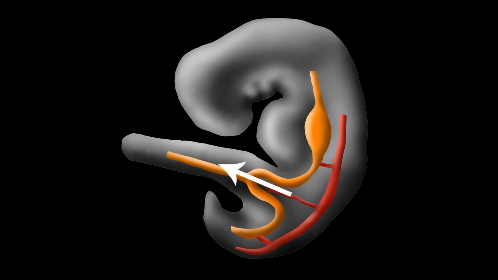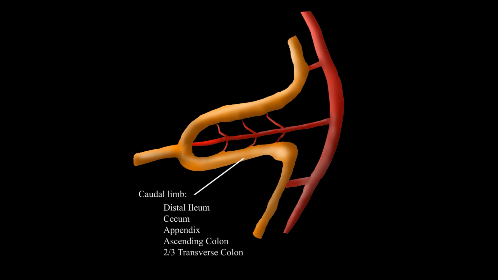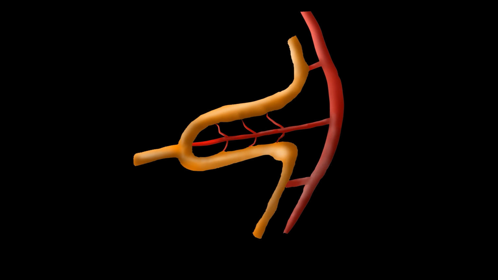During the 5th week of development, the midgut starts to loop ventrally, herniating into the umbilical cord. This growth process creates much of the resulting length of the intestines. The cranial limb of this midgut extension will ultimately form the distal duodenum, jejunum, and part of the ileum. The caudal limb will ultimately form the distal ileum, cecum, appendix, ascending colon, and 2/3 of the transverse colon. As the midgut lengthens, it also rotates 90 degrees counterclockwise around the axis of the combined superior mesenteric artery and umbilical cord.